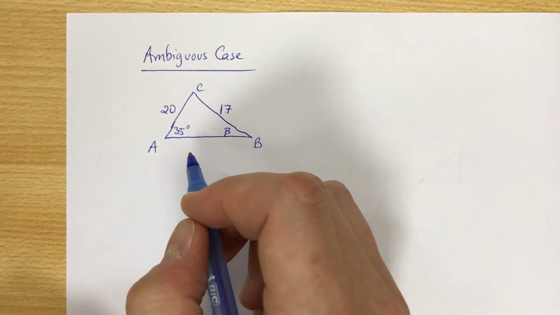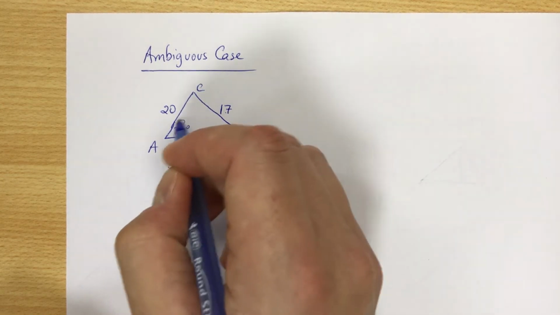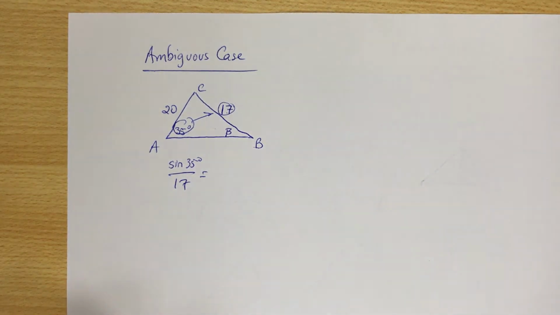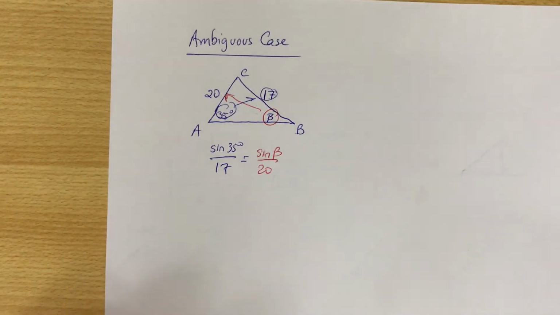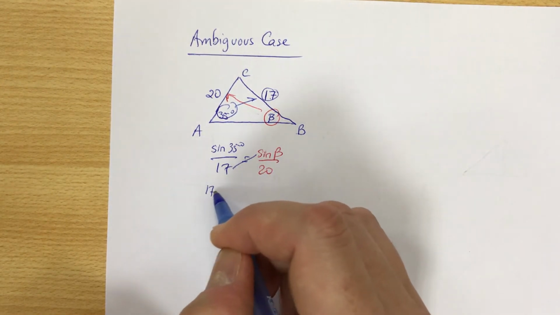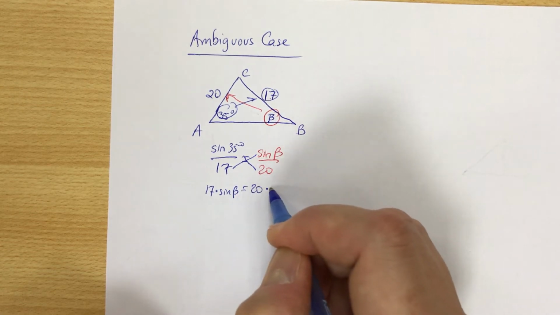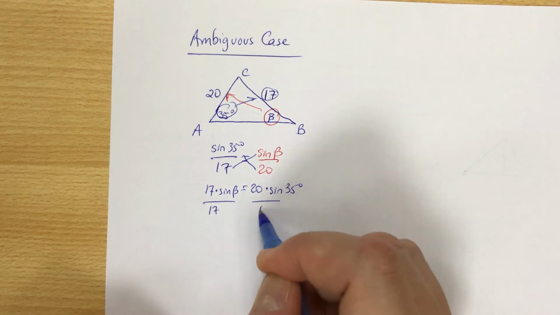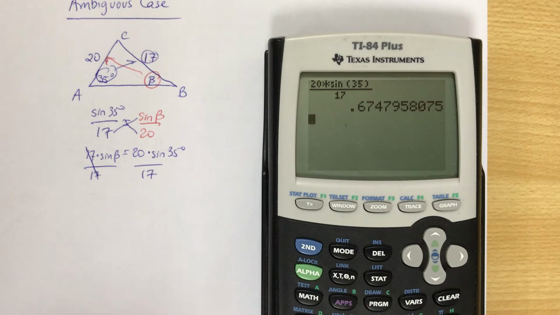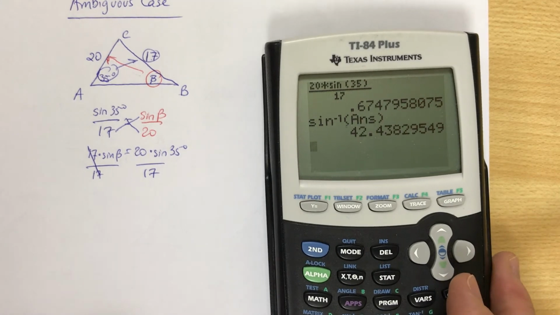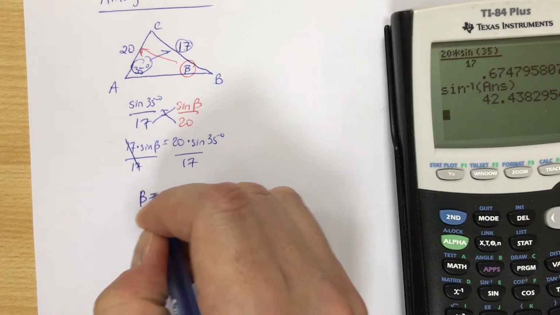So, if we do the law of sines, the sine of 35 degrees over 17 is equal to the sine of beta divided by 20. And we solve that. So what I would do here is 17 times the sine of beta equals 20 times the sine of 35 degrees, but then we would divide by 17. Now this will give us a decimal. So 20 times the sine of 35 divided by 17 is equal to the sine of beta, so I take the inverse sine of that answer, and we get 42.4 degrees. Beta equals 42.4 degrees.